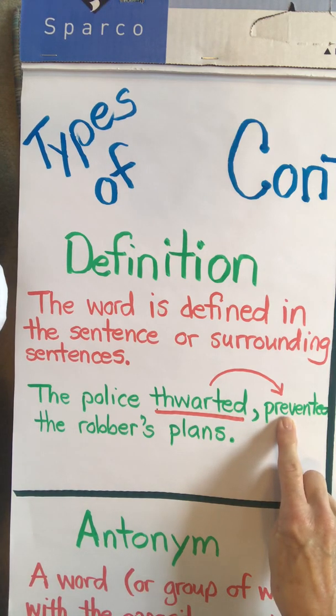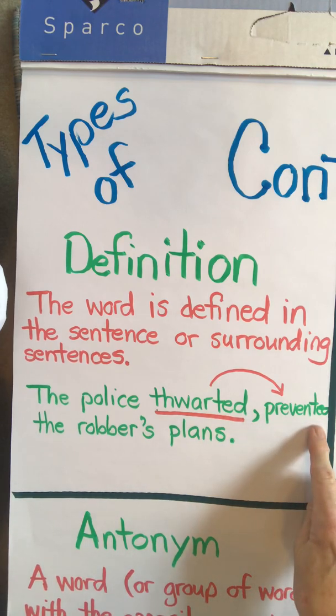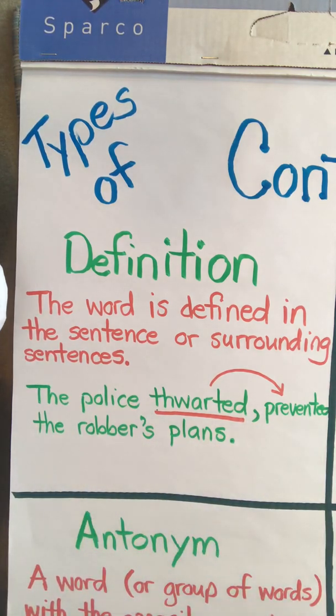It means prevented. The police prevented the robbers' plans. Isn't that cool? That sometimes authors just tell us exactly what a word means. That is one example of a context clue, and we call that one definition.